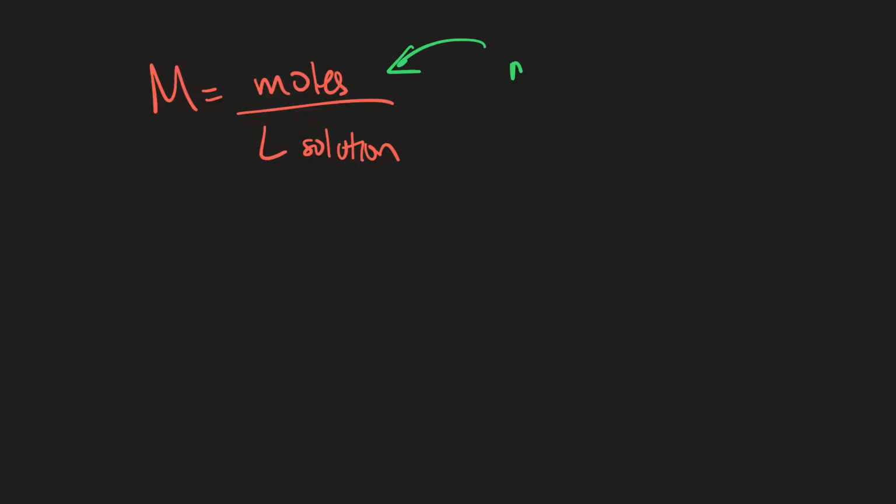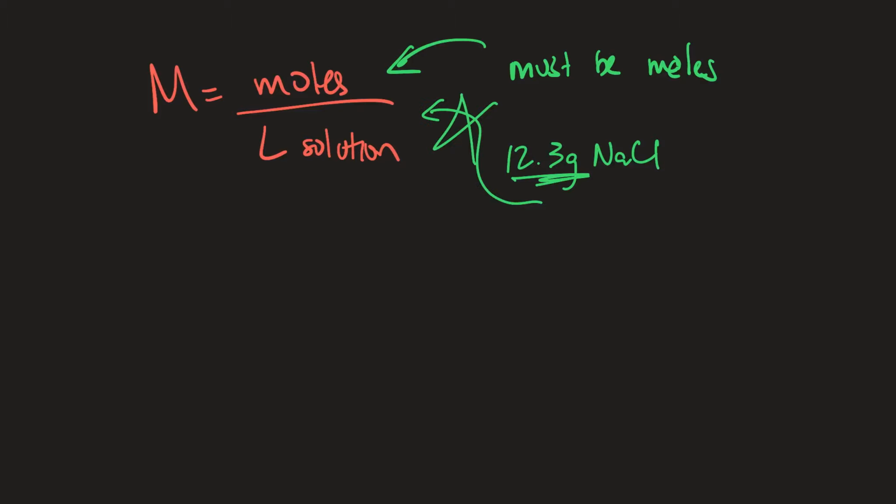Now, there are a couple other things you have to watch out for when dealing with this equation, and that's what the units must be. First, the numerator must be in moles. For example, if they started you out with 12.3 grams of NaCl instead of 6.5 moles, you cannot place that number into the molarity equation. That won't work. You have to convert it to moles first, and you use the molar mass conversion for that.